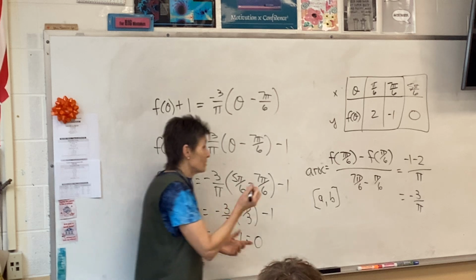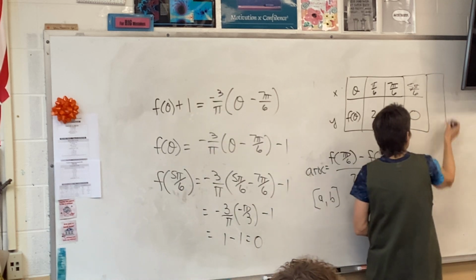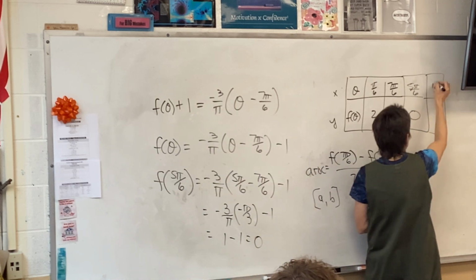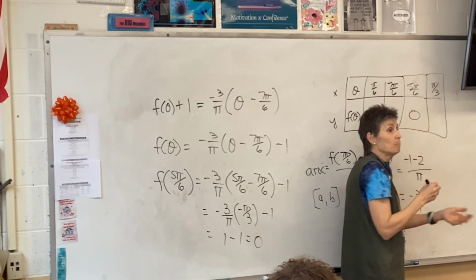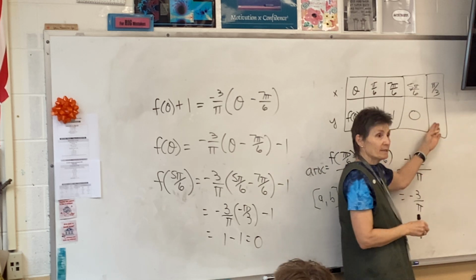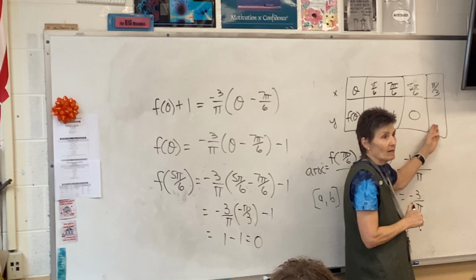Okay, so you can make the chart as big as you want it. Pick a different value, pi over 3. Plug that into your equation and you would get a different value.